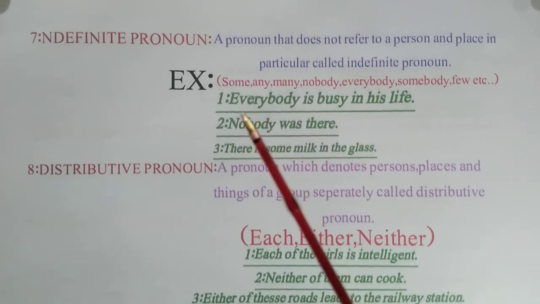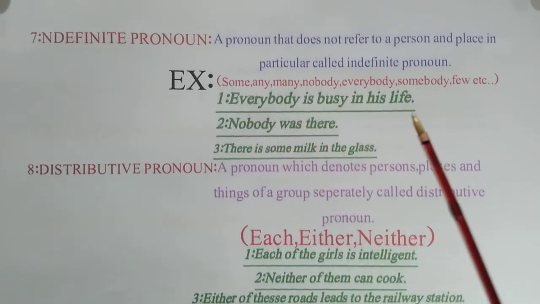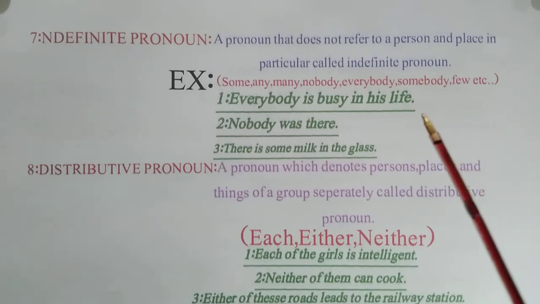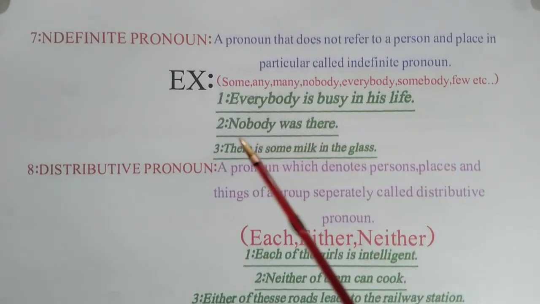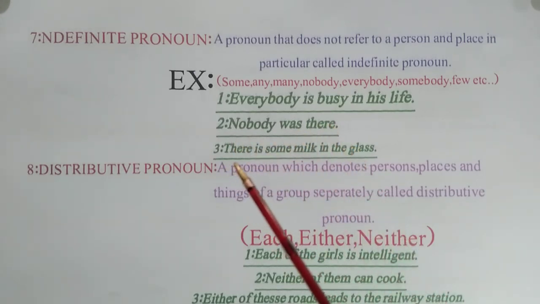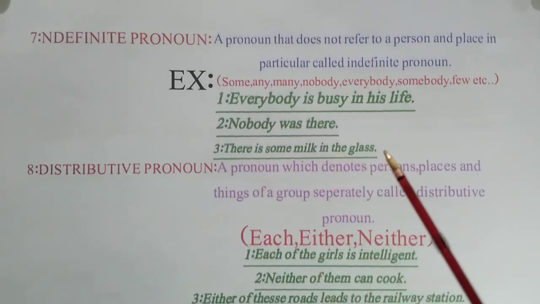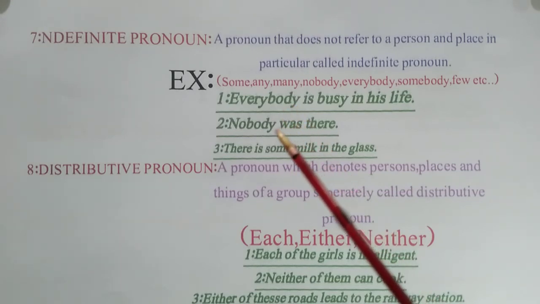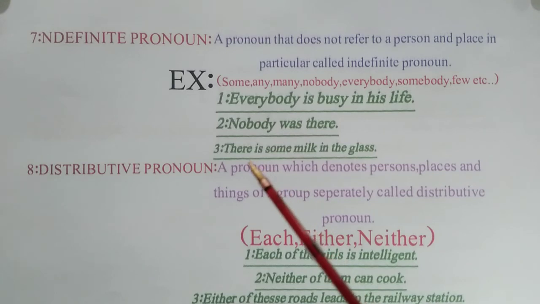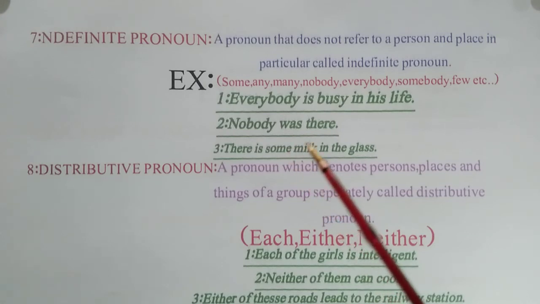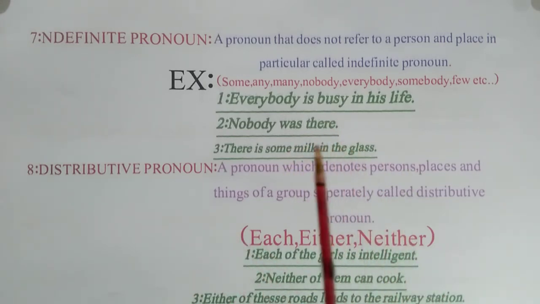Example, everybody is busy in his life. We almost 80% use singular verb with indefinite pronoun. Second sentence, nobody was there. The third sentence, there is some milk in the glass. So everybody is what? Indefinite pronoun in this sentence. Nobody is also indefinite pronoun, and some is also indefinite pronoun. Some we use for countable, uncountable.